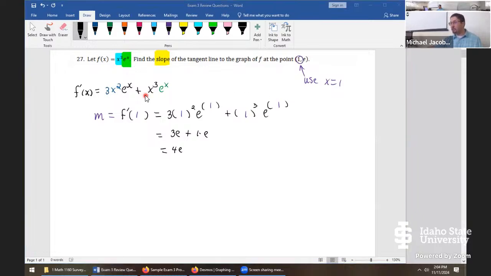Absolutely. So Jamie's asking if we factor out our e to the x, our next step would have been e to the x, leaving behind 3x squared plus x cubed. Might have been a little bit easier on the next step once we go to put in the slope here, because when it's factored, you're just going to have 3 plus a 1 times e. So it's more immediately giving you the 4e, taking that extra step there. Other questions with this one, or other questions to take a look at?